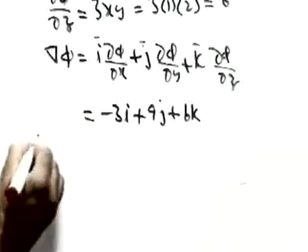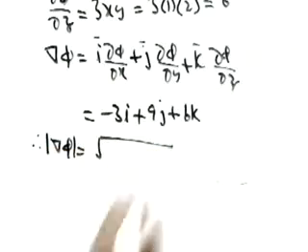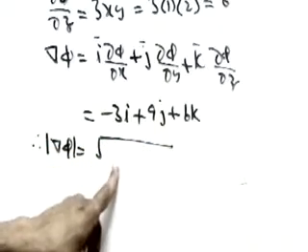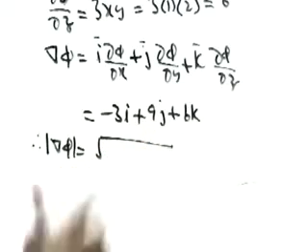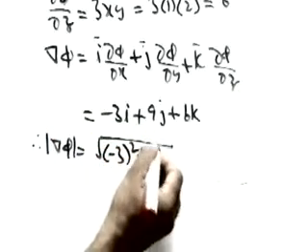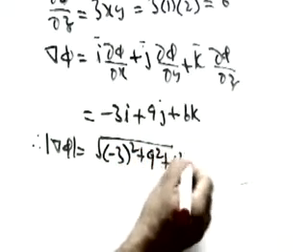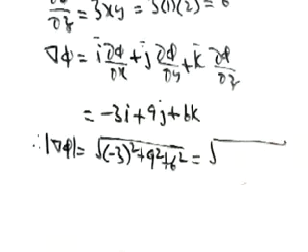Mod means magnitude, the value of it. Therefore, mod of that phi. When we take mod, we have to take the squares in the root, not the i. The coefficient is minus 3. So it is the root of minus 3 square plus 3 square plus 9 square plus 6 square.